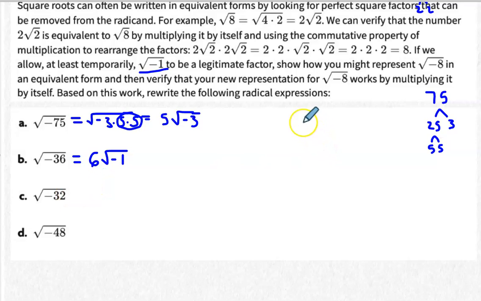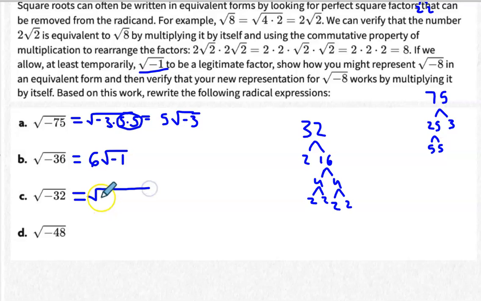Next up, 32. 32 is not a perfect square. Let's break down 32. So I think about 32 as being 16 times 2. You could also do 8 and 4. 16 is then 4 and 4. 4 is 2 and 2. This 4 is also 2 and 2, so lots of 2's. So notice we have 1, 2, 3, 4, 5 2's. So this is the square root of negative 1, 2, 3, 4, 5 2's.